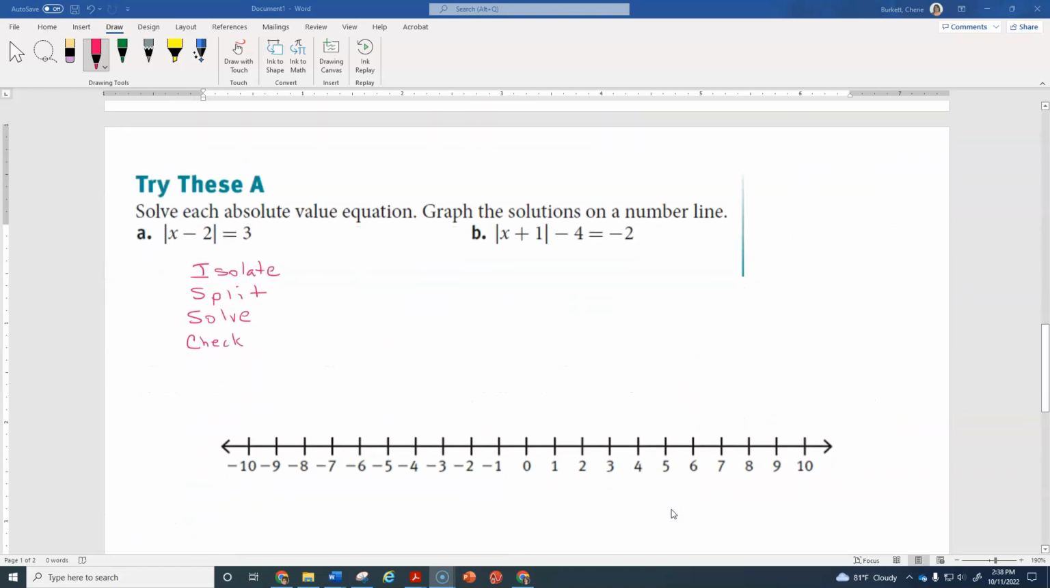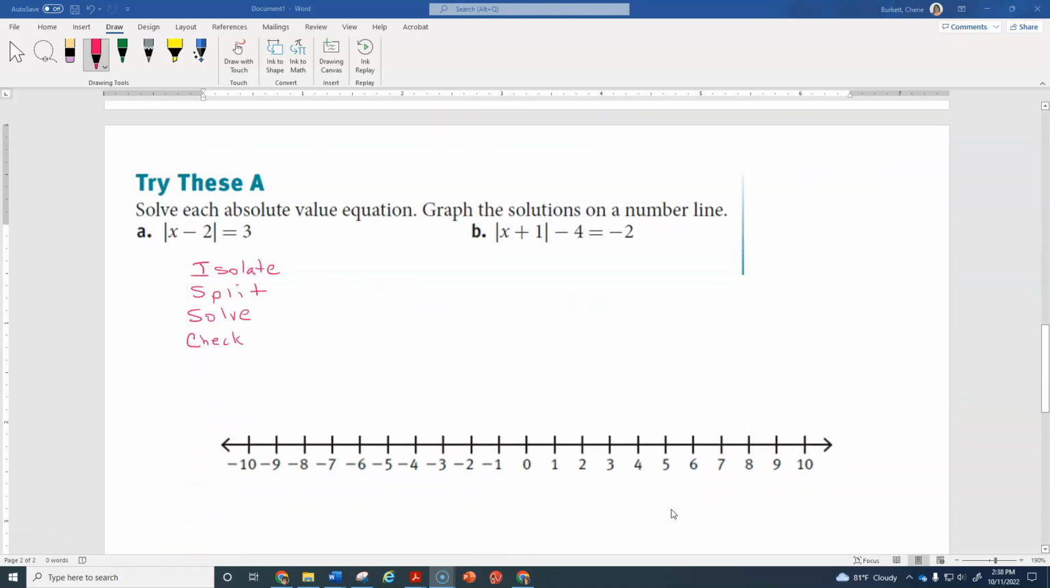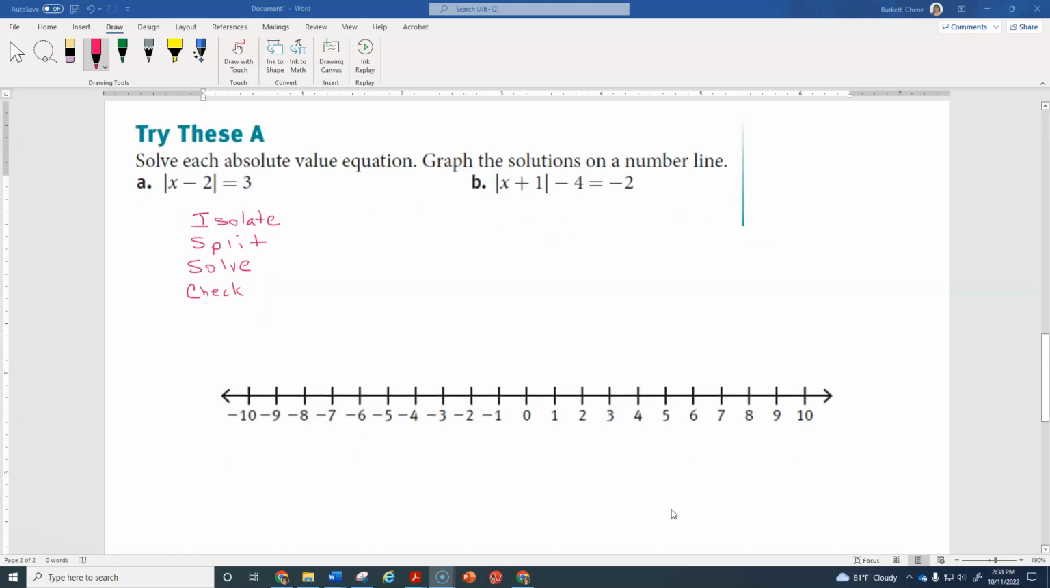One more example, and we will move on to inequalities. So isolate, this one needs to be isolated. So we're going to have to write the problem down again. And what part of this problem needs to be isolated? We only want the absolute value and what's inside.